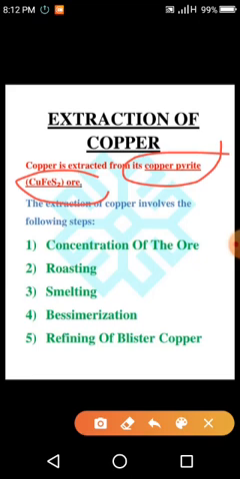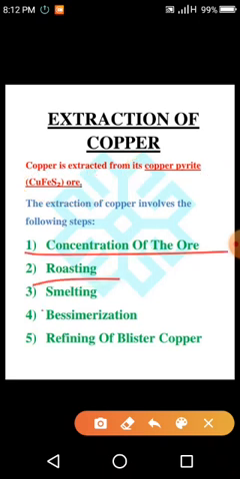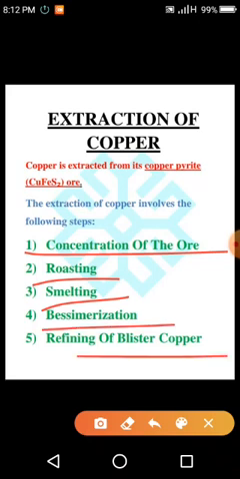It has a high amount of sulfur, and sulfur is removed gradually in the form of sulfur dioxide step by step. Now the steps that are involved in the extraction of copper are, you can see, concentration, roasting, smelting, Bessemerization, and finally the refining of copper.